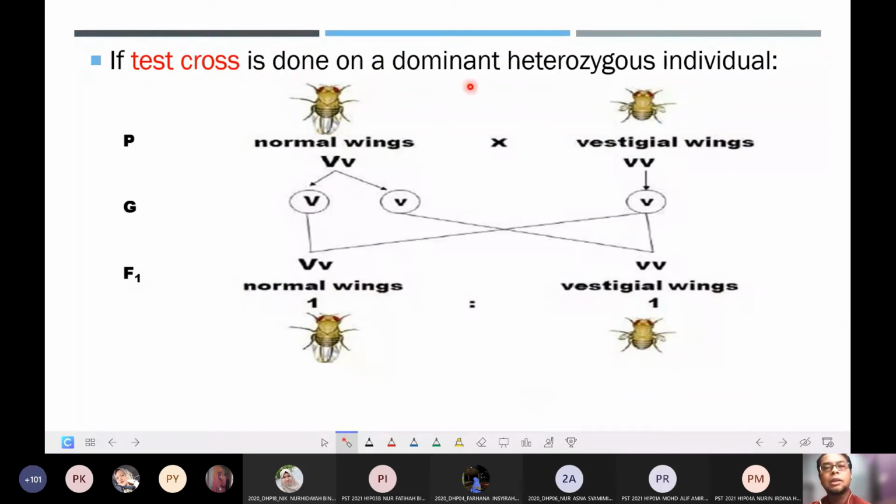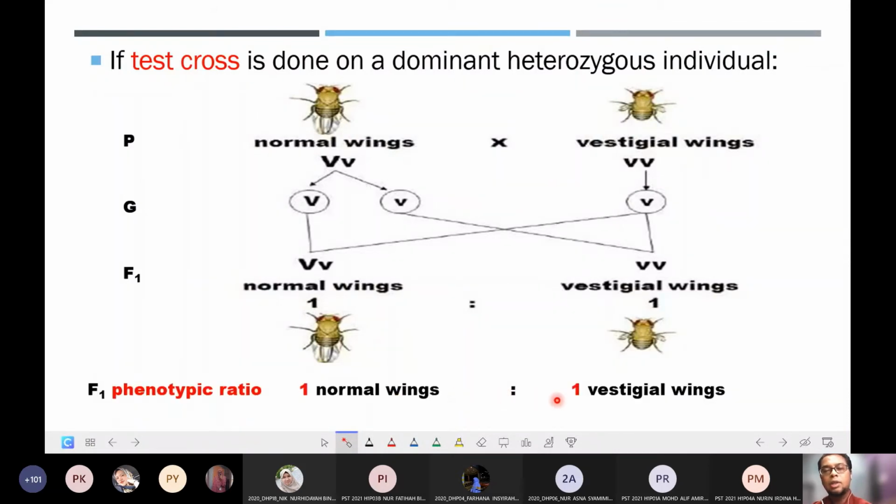And if we do a test cross, let's say we do a test cross on a heterozygous individual. This heterozygous individual is dominant because it has normal wings. But maybe we are not sure about the genotype, so we just cross this individual with a recessive fly having vestigial wings. So in this test cross, we'll still get the same type of result proposed by Mendel, in which the ratio of the offspring will be 1:1.